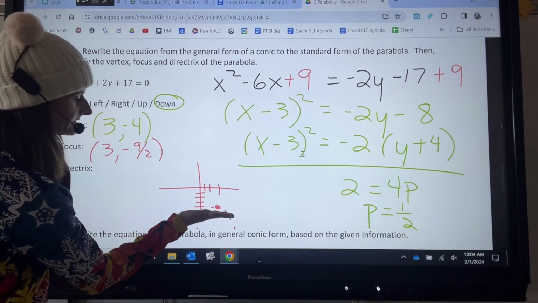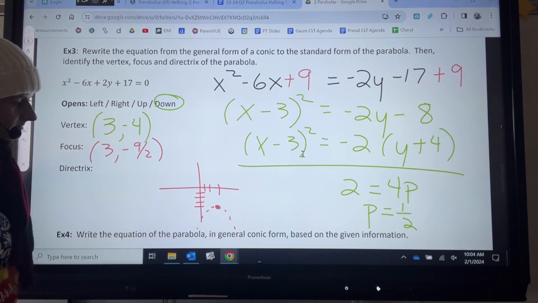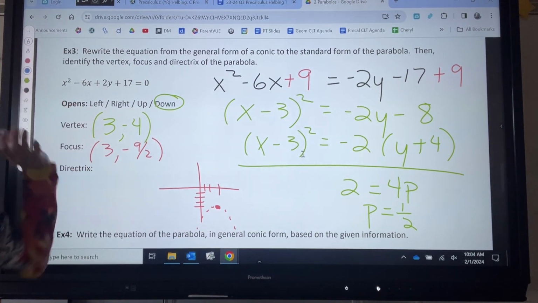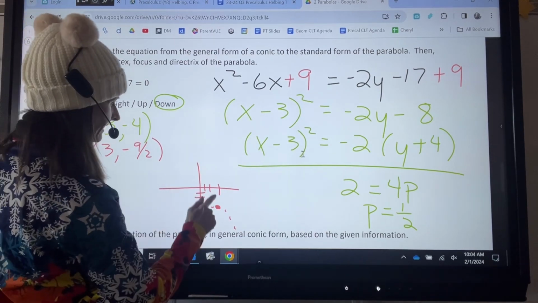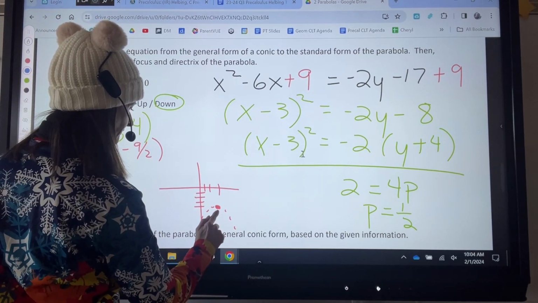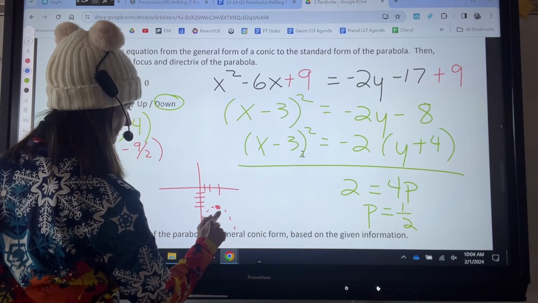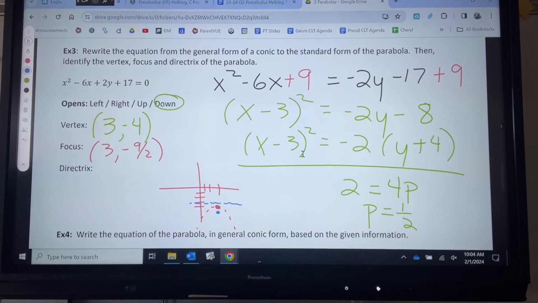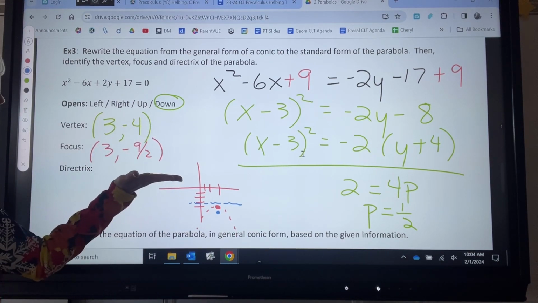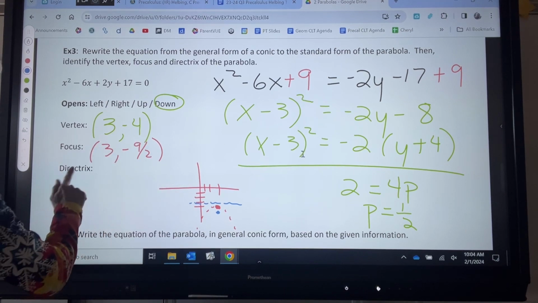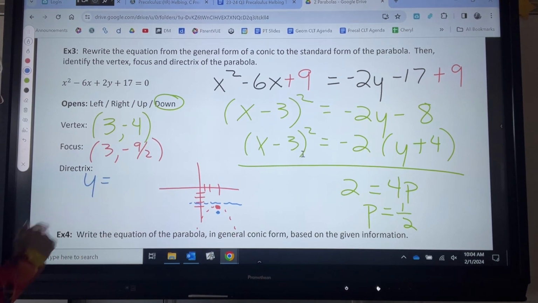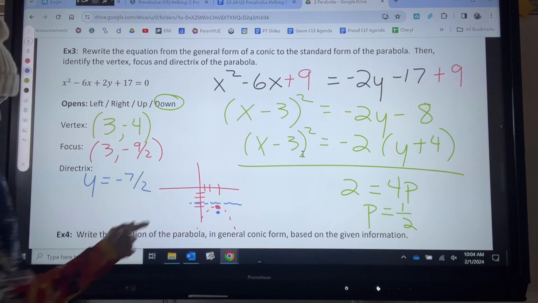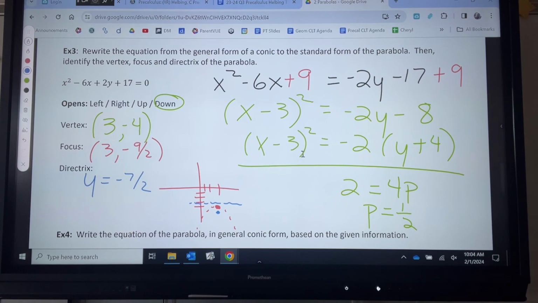And the directrix is going to be 1/2 above that vertex. So we just have to subtract a half. And we're not graphing it, but you can kind of see, here's your focus. Here's your directrix. And this is a horizontal line. So that's going to be y equals, and we have negative 8 halves, and that's going to be negative 7 halves. And did we do everything? We did.